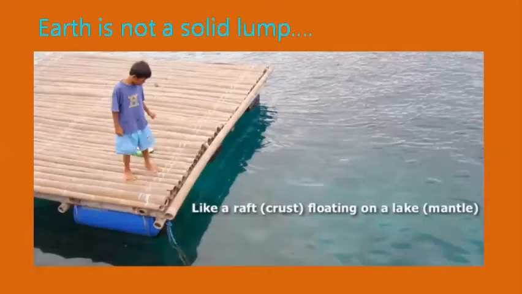Now, most of you have seen a raft like this. Like the raft is floating on this lake, similarly, the earth is not a solid lump. It is just like this raft, like the crust. So the earth is like the raft or the crust, and this continental crust is floating on the mantle, or the lake, or the oceanic crust.